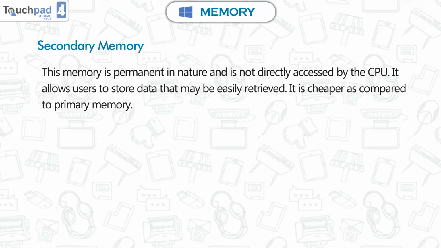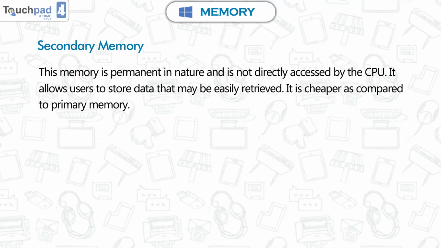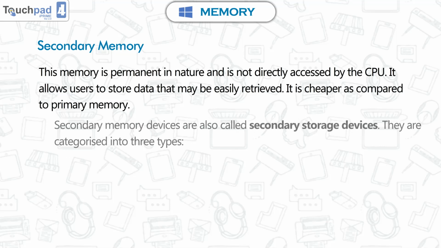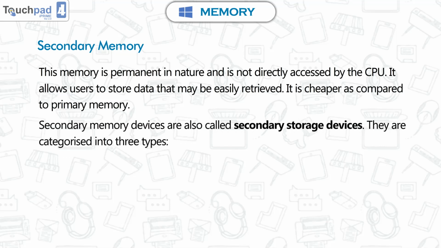Secondary memory. This memory is permanent in nature and is not directly accessed by the CPU. It allows users to store data that may be easily retrieved. It is cheaper as compared to primary memory. Secondary memory devices are also called secondary storage devices. They are categorized into three types.